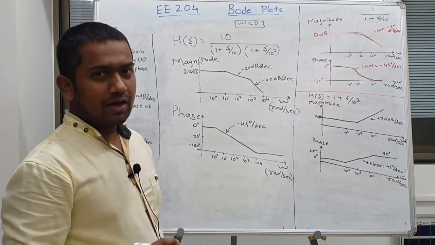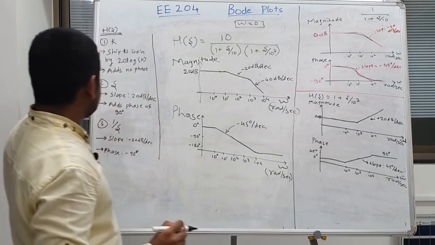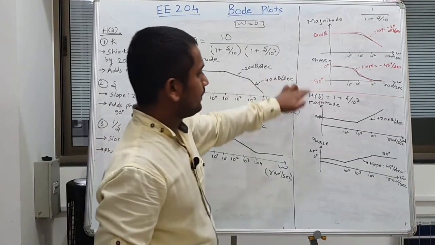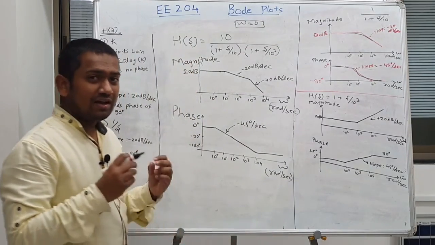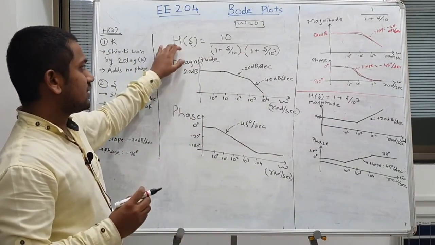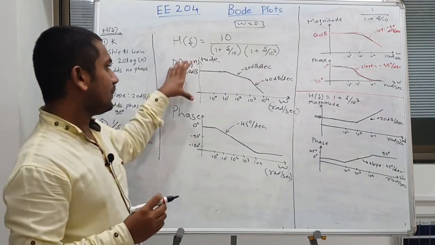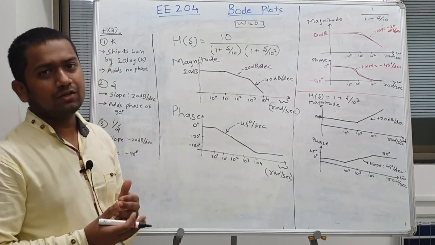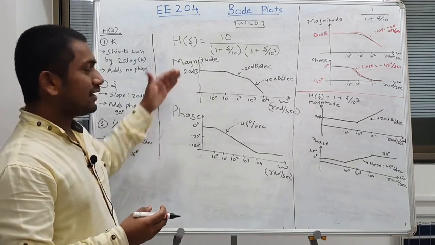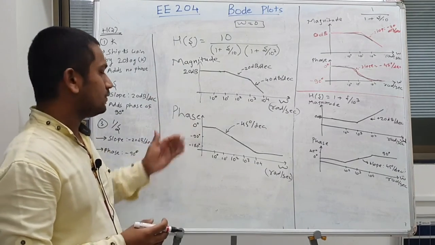If we know these 5 points, then we can construct any complex H of s and we can split it into the known facts and combine them just by addition of magnitudes and addition of phase.